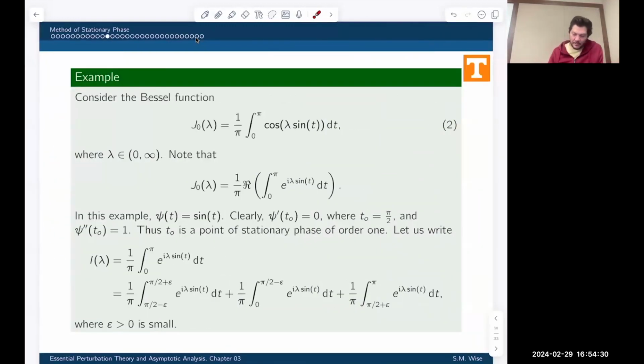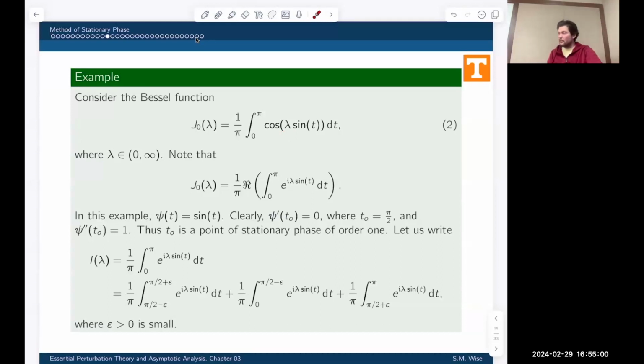So let's consider the Bessel function. I'm going to use this example to basically introduce the method of stationary phase. We've already talked about the definition of a point of stationary phase, but what is this method of stationary phase? I'm going to use this example of calculating or approximating the Bessel function to introduce this methodology. Now, we're always going to be interested in approximating integrals of this type as lambda gets larger and larger.